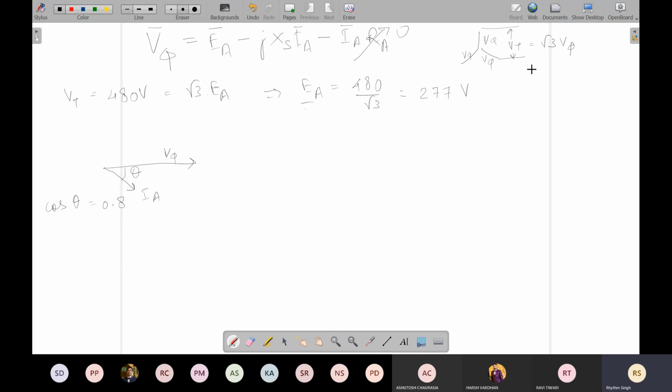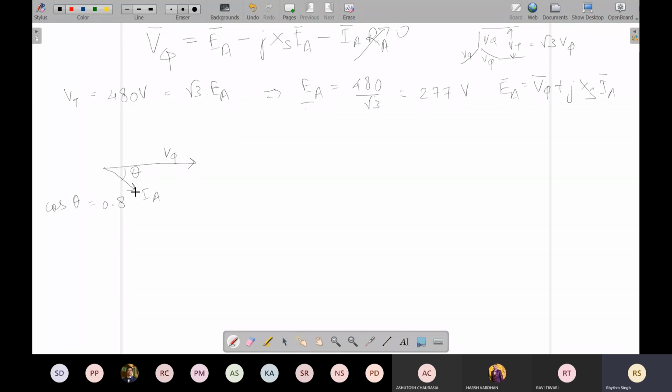We will do the same thing here, but now the problem is even simpler. Let me write the equation here for reference. In this case, your EA is nothing but Vφ plus jXs IA, because we are neglecting the armature resistance. So EA is simply the phasor summation of these two phasors. You have Vφ in this direction and IA in this direction. As I discussed earlier, j indicates that jXs IA will be 90 degrees leading with respect to IA, so it will be perpendicular to IA.